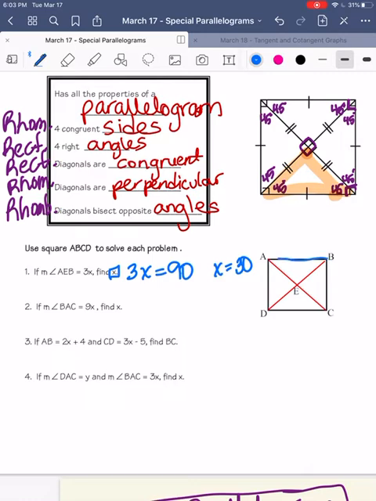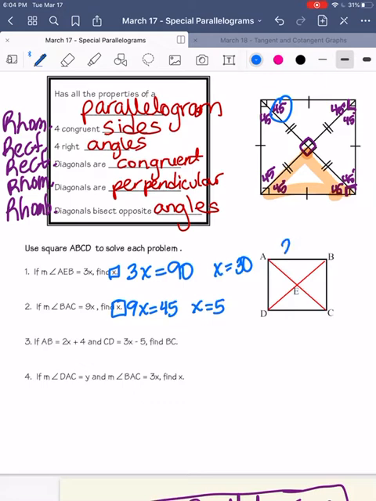The next one says B to A to C is 9x. Well, it's also 45 degrees because we just said up here, we don't have to know any of them. It's always going to be 45. So 9x equals 45, and so x equals 5. Okay. All right, let's look at another one.